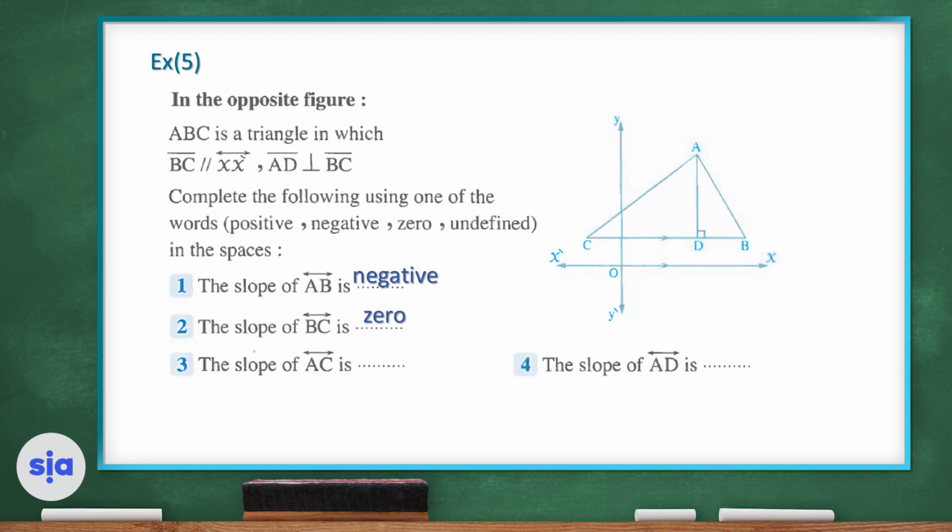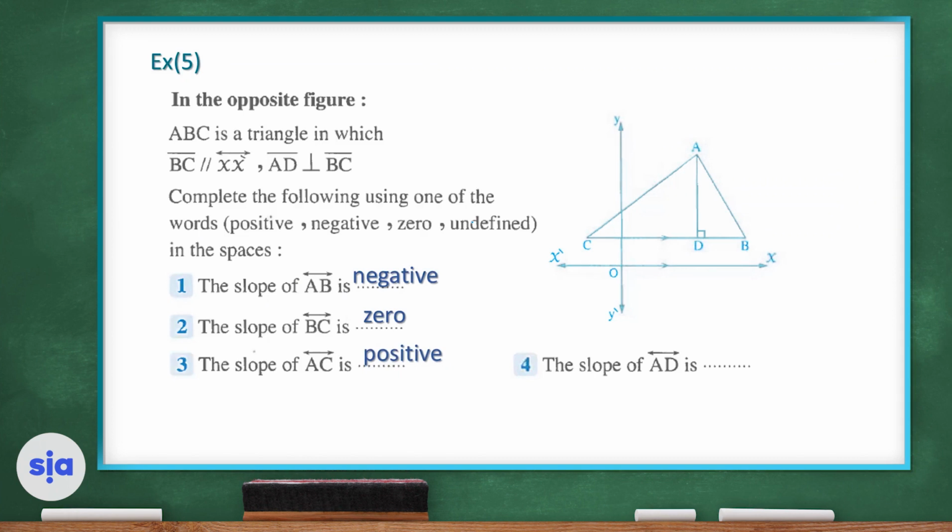Question 3, the slope of AC. If you check this line, AC, from left at point C to right at point A, you will see that it's going up. From left to right, it goes up. So this line has a positive slope.